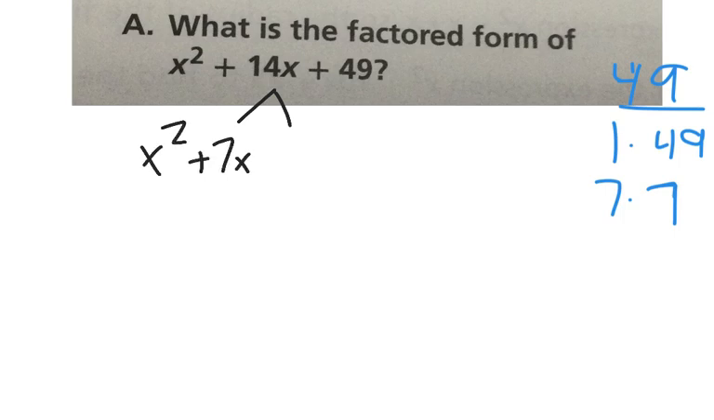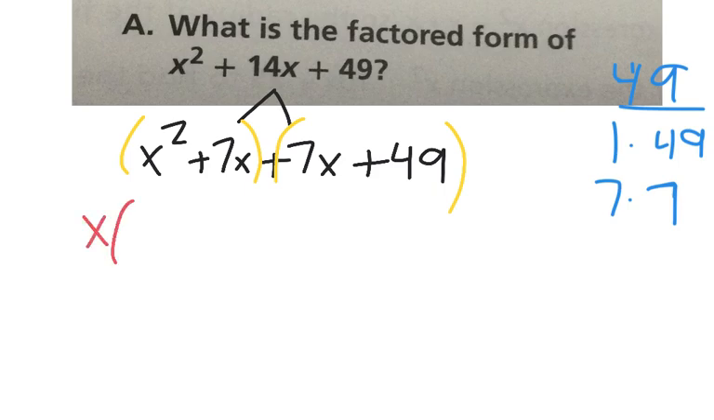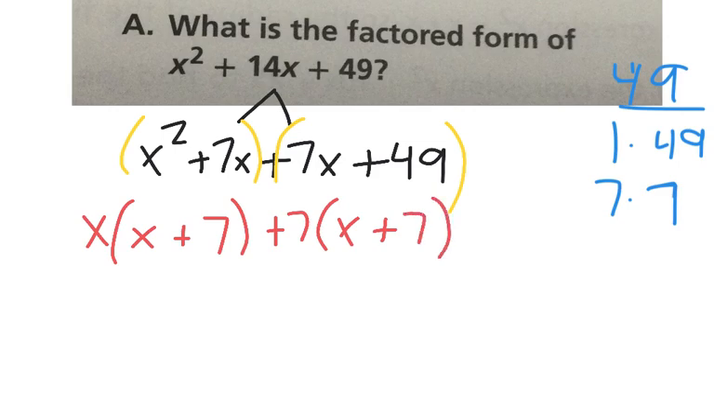x squared plus 7x plus 7x plus 49. Now we group the first two together and the last two together. What's the GCF of the first two terms? Just an x, which is going to leave me with x to the first plus 7. Close your parentheses. The GCF of the last set is a positive 7, so we need to put plus 7. And what's left when I factor out a 7? It's going to be x plus, if I factor 7 from 49, that's going to be just 7 left. Remember, we divide. 49 divided by 7.